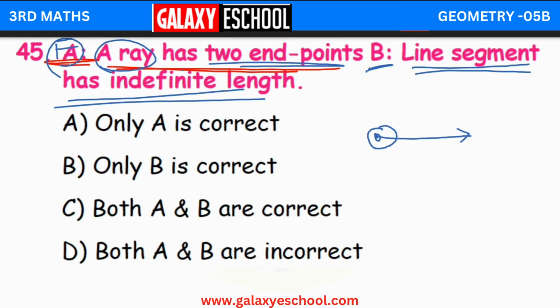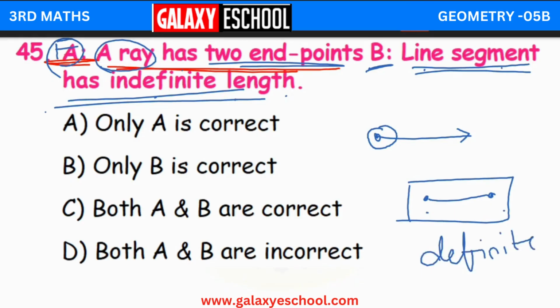Yes. Now coming to statement B, line segment has indefinite length. This is a line segment. Yes or no? A line segment has two endpoints and it has a definite length. Its length is fixed. We cannot increase the length. We can easily calculate the length of the line segment. Line segment has a definite or a fixed length. Yes or no? So again here statement B is saying that line segment has indefinite length, whereas a line segment actually has only definite length. So again statement B is also false.